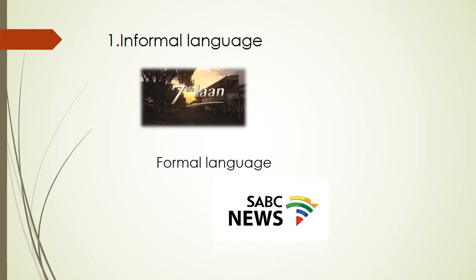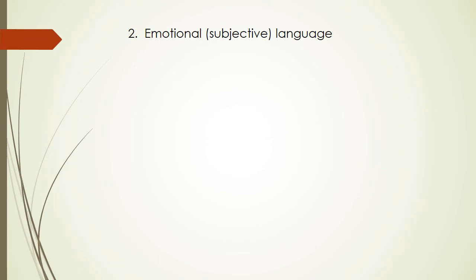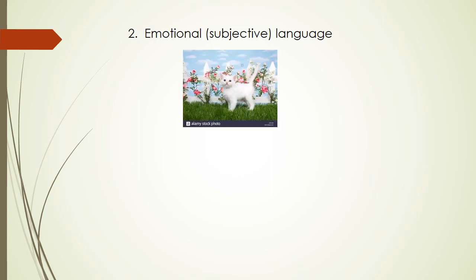Then, next up, we have emotional subjective language. Imagine I tell you that, oh, my little fluffy white cat is playing in the garden. You immediately, a picture like this will come up in your mind, right? That's a little fluffy white cat in a beautiful garden. But what's the important information? What is it that you need to know here?